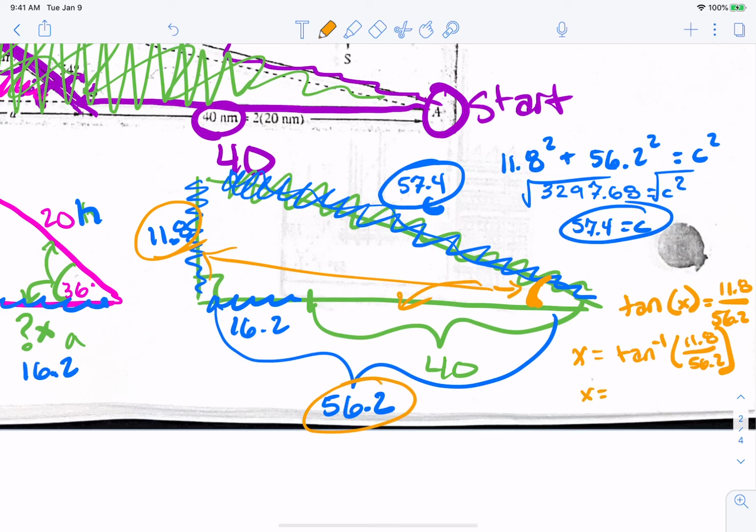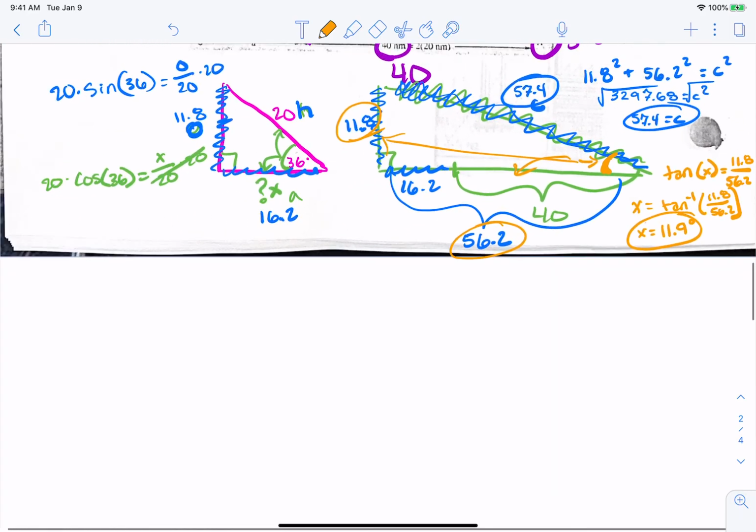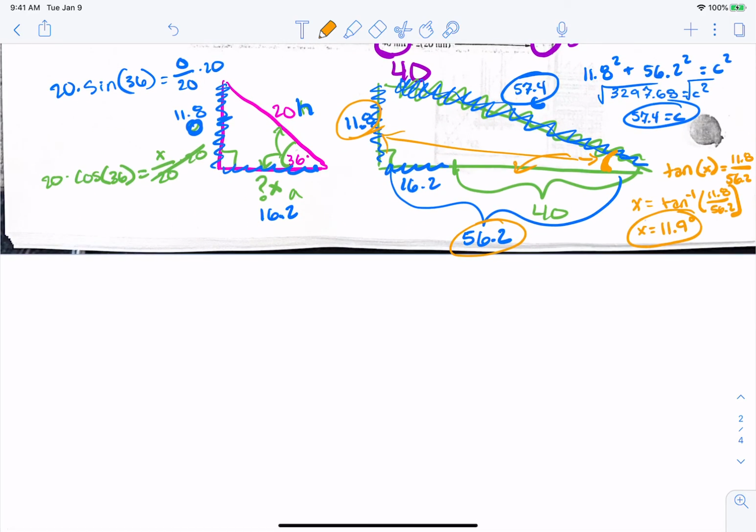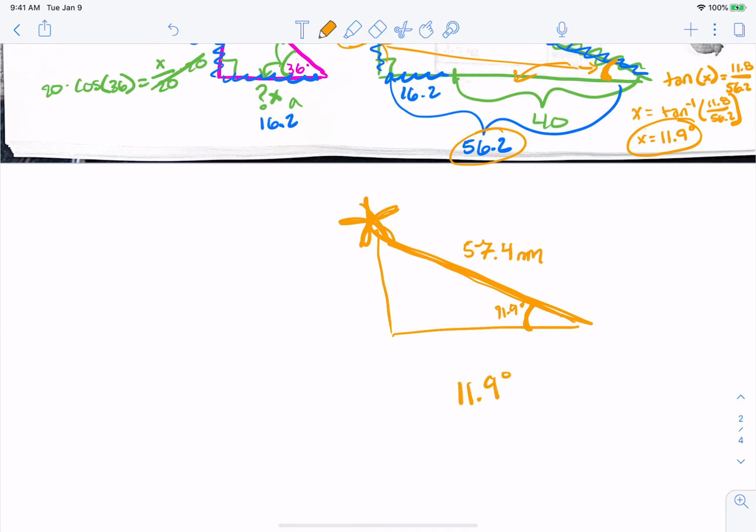Yeah. So the angle is 11.9 technically degrees. Okay, so let's talk about this. This angle right here, if we're doing the distance that the boat traveled, right? The distance the boat traveled was 57.4 nautical miles. And how do we call that angle? This is 11.9, but what's the bearing of this ship? The ship is over here. 11.9 degrees what?